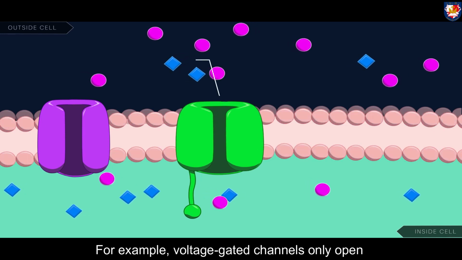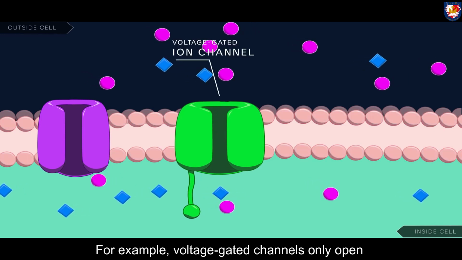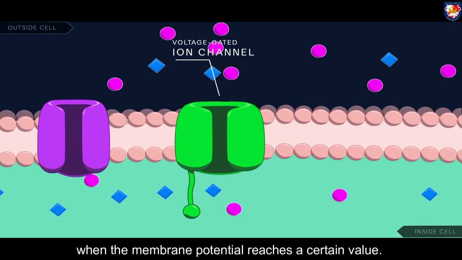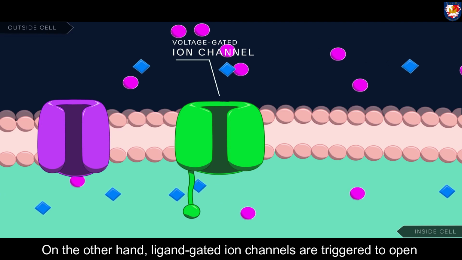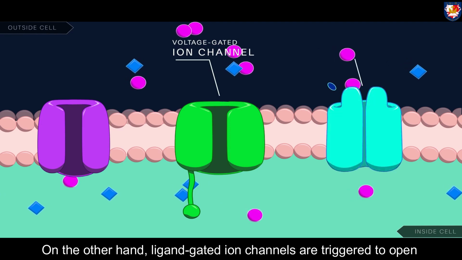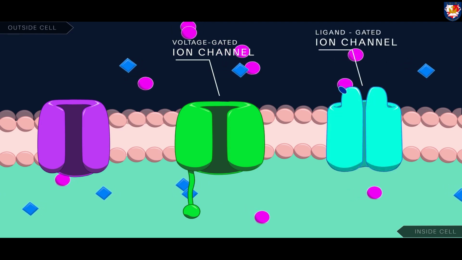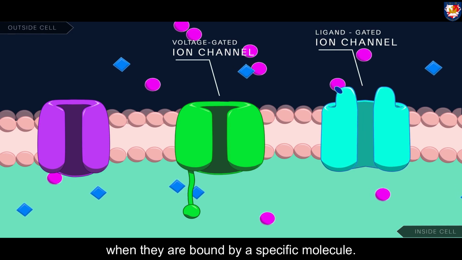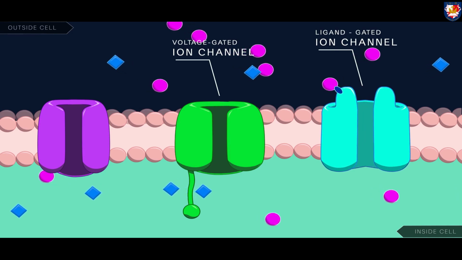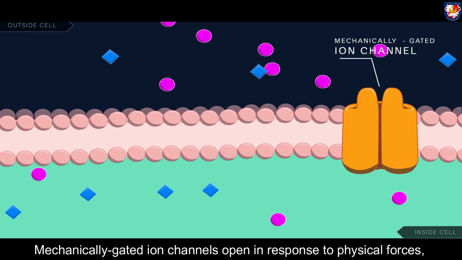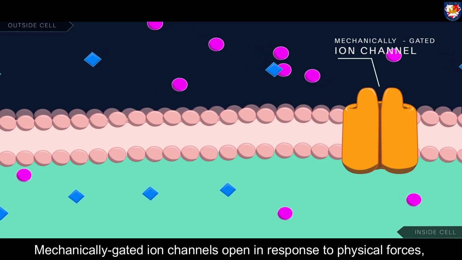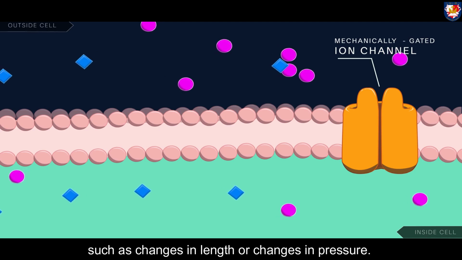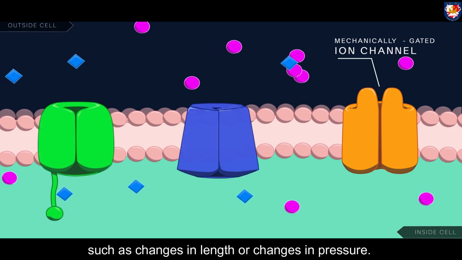For example, voltage-gated channels only open when the membrane potential reaches a certain value. On the other hand, ligand-gated ion channels are triggered to open when they are bound by a specific molecule. Mechanically gated ion channels open in response to physical forces such as changes in length or changes in pressure.